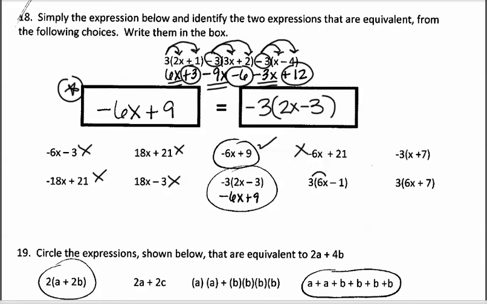Now, let's check our work on these ones. This one would be 18x minus 3 if you distributed. This would be negative 3x minus 21, and this would be 18x plus 21. So this one is the only one that works.